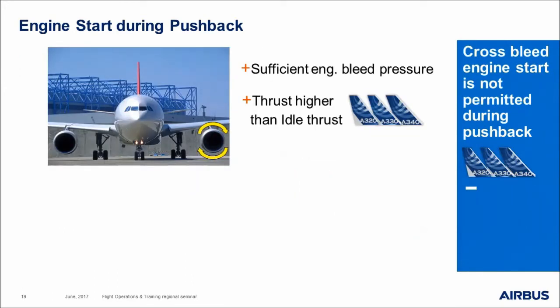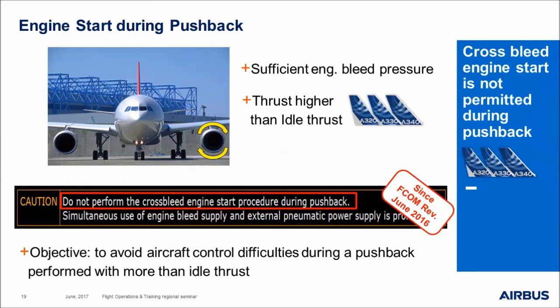Crossbleed engine start is not permitted during pushback on A320, A330 and A340 aircraft. During a crossbleed engine start, the engine bleed pressure of the running engine needs to be sufficiently high to start the other engine. On A320, A330 and A340 aircraft, thrust may need to be significantly higher than idle thrust to reach the correct bleed pressure level, and thrust shall not be higher than idle during a pushback maneuver.